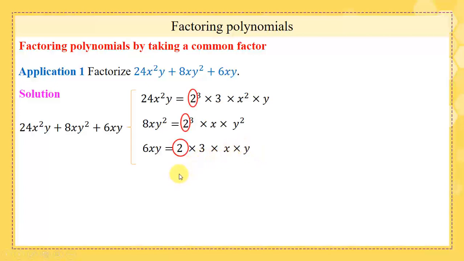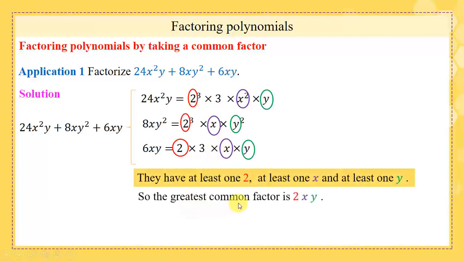The common factor among coefficients equals 2, since between 2 cubed and 2 the lowest exponent is 2. The common among variables is x and y, since x has the smallest exponent and y has the smallest exponent. Now, the greatest common factor becomes 2xy. Now, we put the common factor aside, we open the parentheses, then we divide the first monomial by 2xy to get 12x, the second by 2xy to get 4y, the third to get 3.